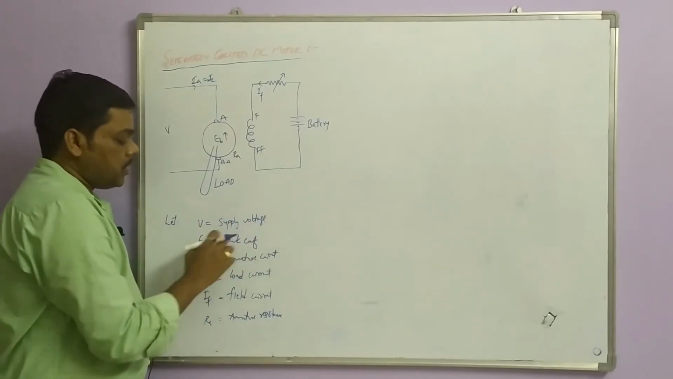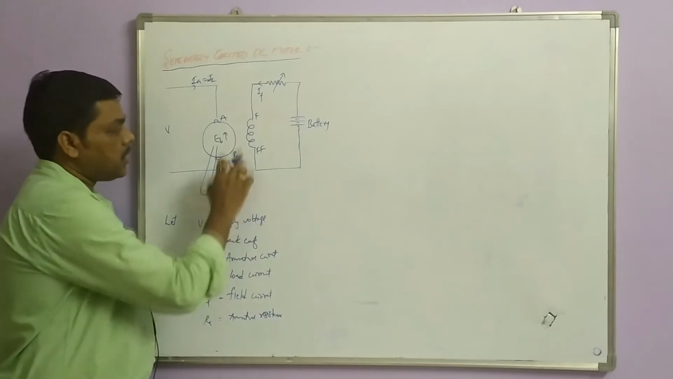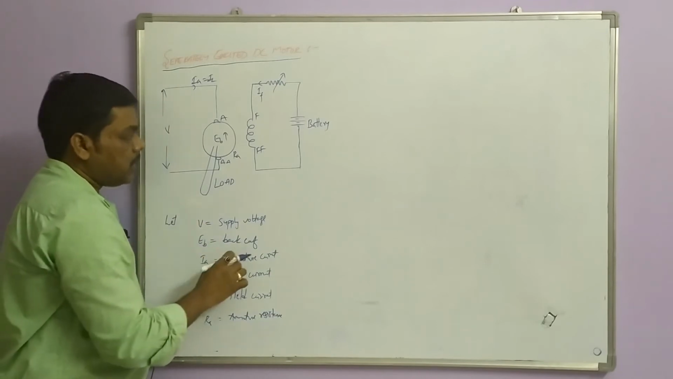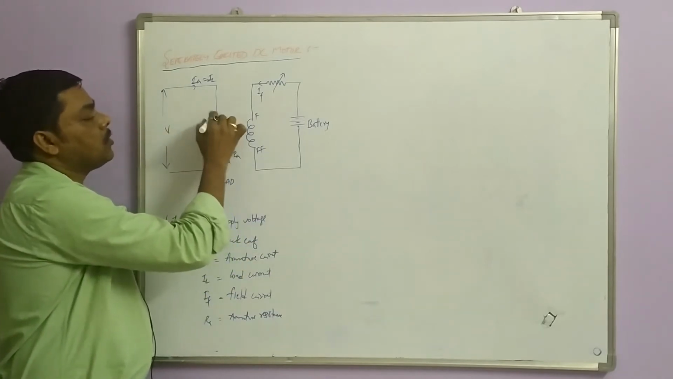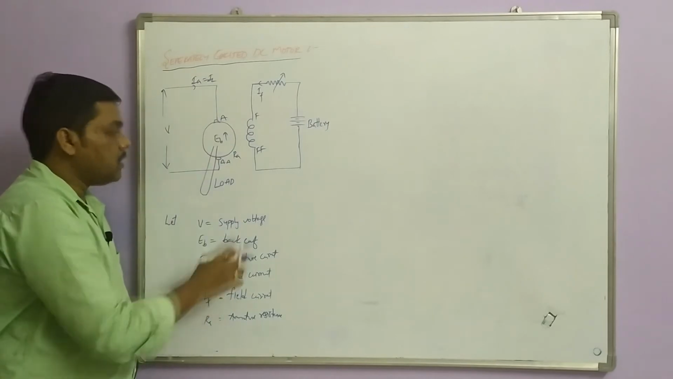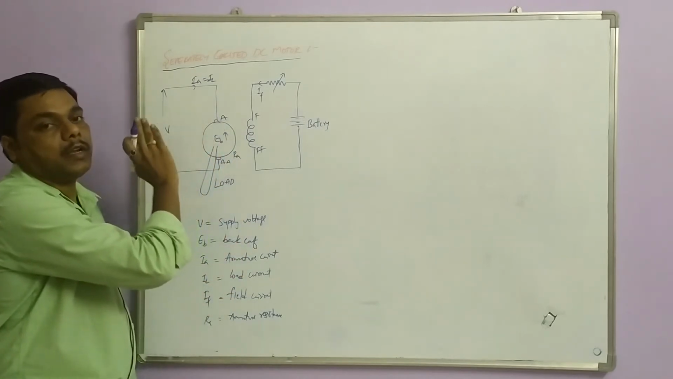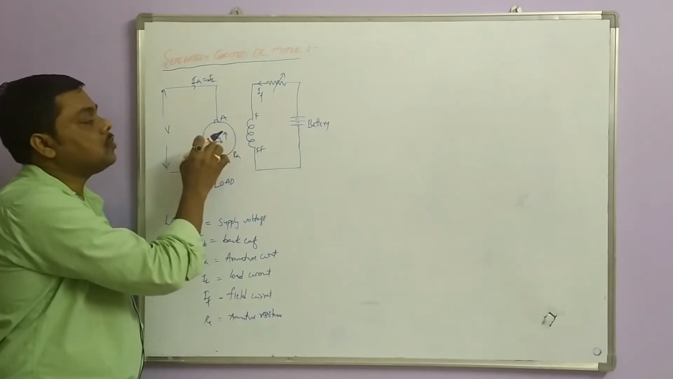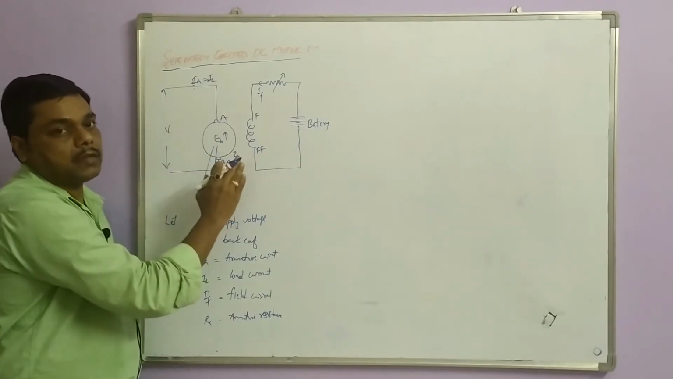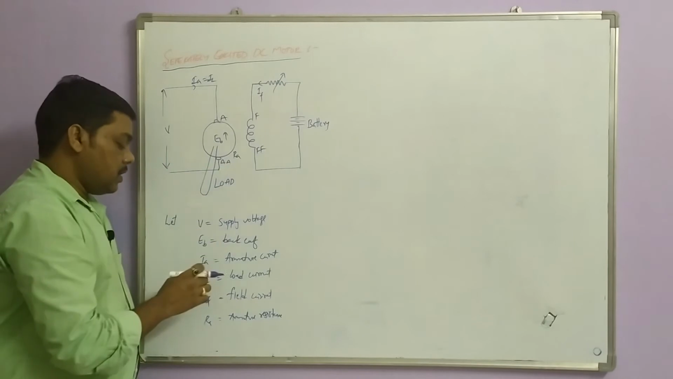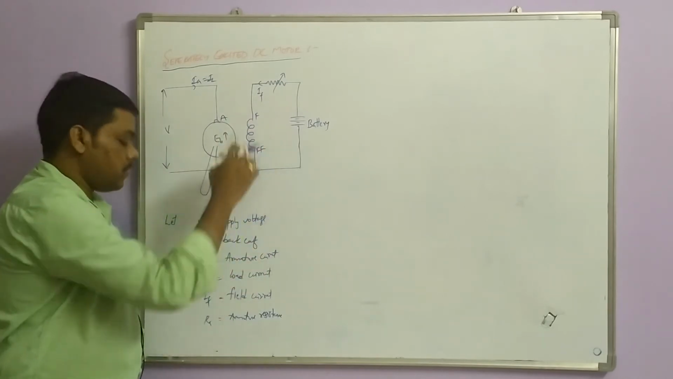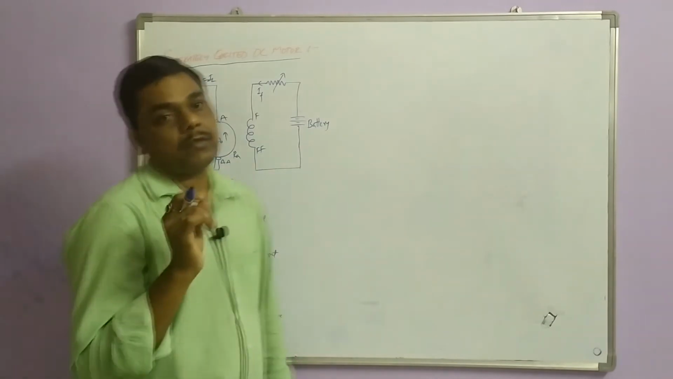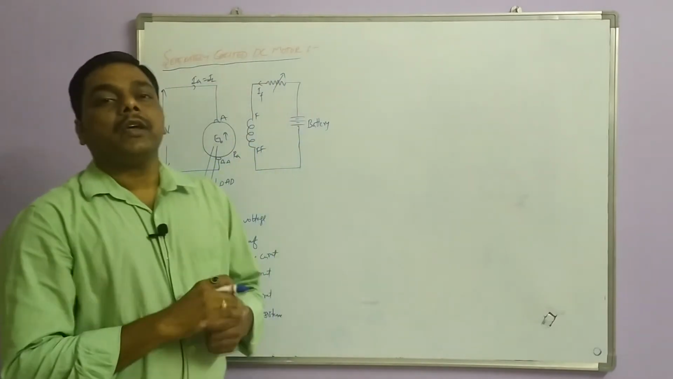Let V be the supply voltage, which is the input, and EB is the back EMF generated in the armature. IA is the armature current entering into the armature, and IL is the load current. IA and IL will be the same for a separately excited motor, since there is no series winding, only the armature winding. IF is the field current in the field winding, and RA is the armature resistance. The armature has some small resistance, that is the armature resistance.